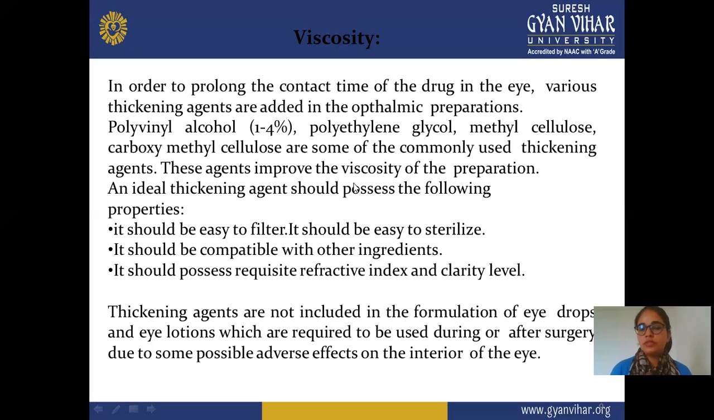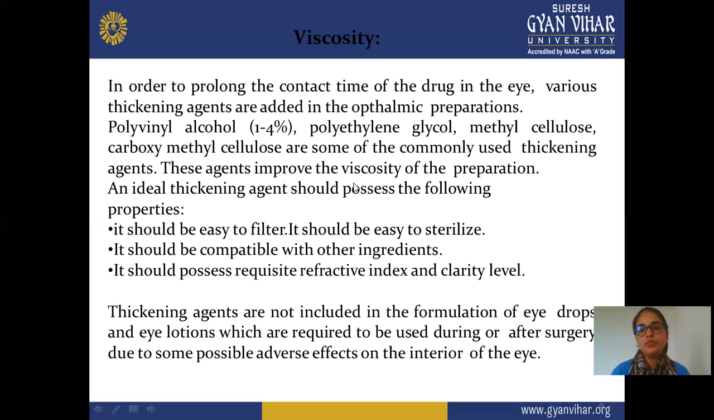In this, first is polyvinyl alcohol, second is polyethylene glycol, methyl cellulose, carboxymethyl cellulose. So out of this, according to your formulation and according to choice, you can use any one, but you should maintain the proper concentration. Not all the excipients have the same concentration, that is 1 to 4. Some excipients may require different concentration because every excipient has different properties. So you should confirm the concentration of your excipient or your polymer for maintaining the viscosity.